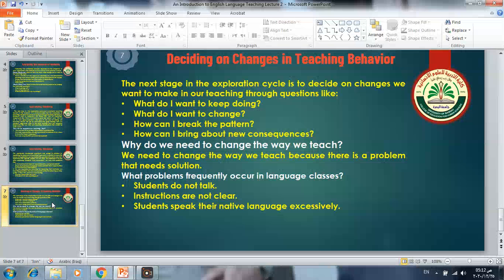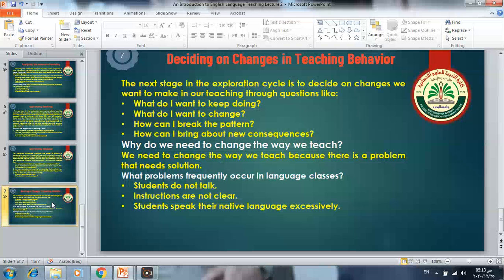Why do we need to change the way we teach? This is a very crucial question. You may ask yourself, why do we need to change the way we teach? Of course, we need to change the way we teach because there is a problem that needs a solution. There is a problem that needs a solution. That's why we need to change the way we teach.